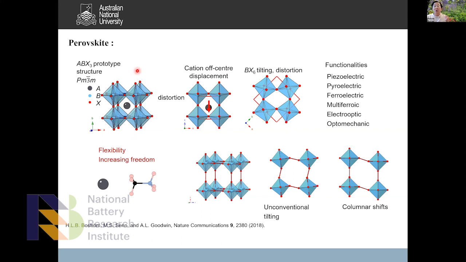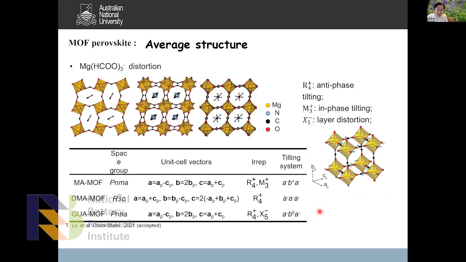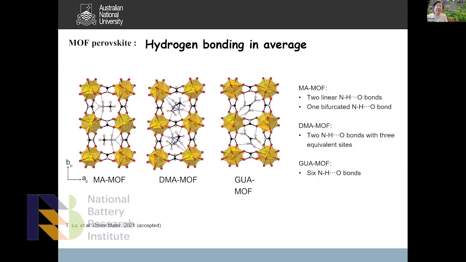So we take this, because if you have a ligand linker that connects the octahedra together, you have more flexibility, and you can also increase the freedom. For example, you have a conventional tilting, column shift. And so we take the MORPH as an example, okay, and put different ligands in this cage, and we find actually the structure is different, and then the hydrogen bonding is different, and most importantly, we see the properties are different as well.